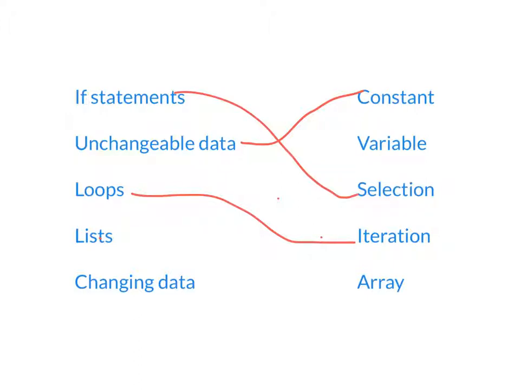Lists. Sometimes computers have huge lists of data to process and they store them in something. Python calls these lists, but other languages don't. Other languages prefer the use of the word array. So arrays store data in lists. Finally, changing data. Changeable data is called, fun enough, a variable because it varies all the time. It changes all the time. So there you are. That is the data types and the concepts that we can use when we're designing our pseudocode.